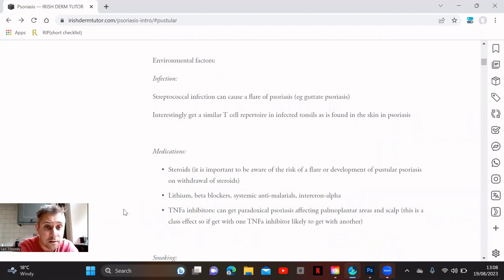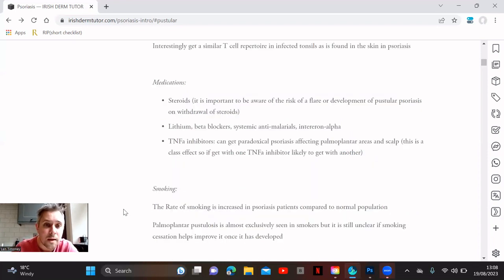So we all know that environmental factors can play a role in psoriasis and can play a role in exacerbations of psoriasis. So, for instance, infection can sometimes trigger it. So streptococcal infection can cause a flare of psoriasis, particularly the guttate subtype, which we'll discuss later. And interestingly, if you were to take a sample from the tonsils, you'd find a T cell repertoire that is quite similar to that found in the skin in psoriasis.